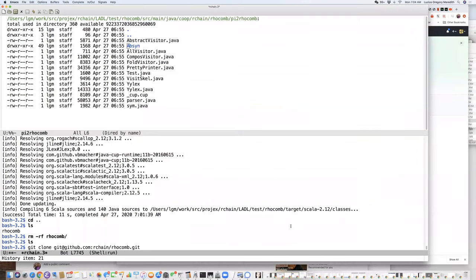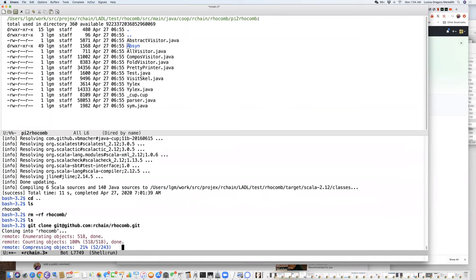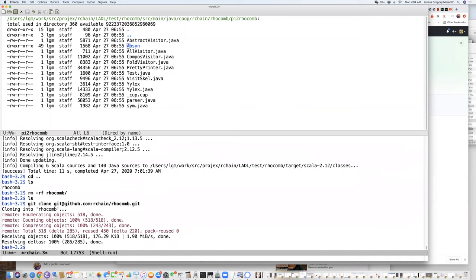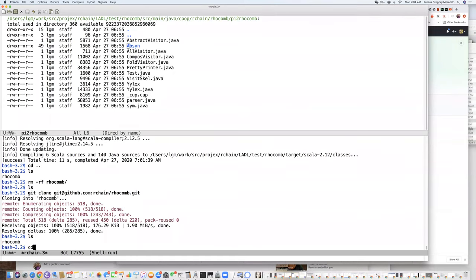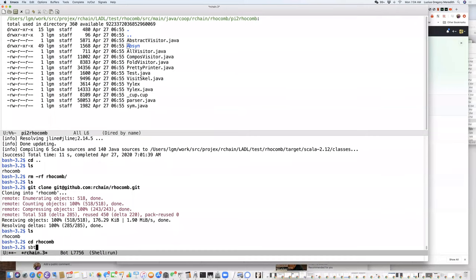But I just wanted to show folks what I mean. Here's if I just do a fresh checkout of the project, right? So the project's now checked out. I cd into rho comb. I do an sbt compile.